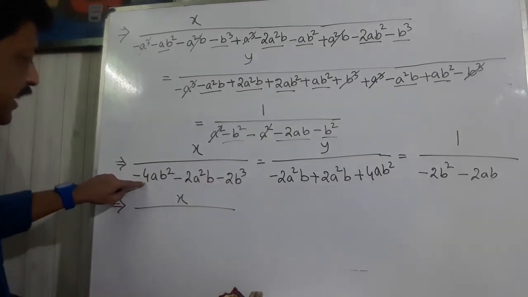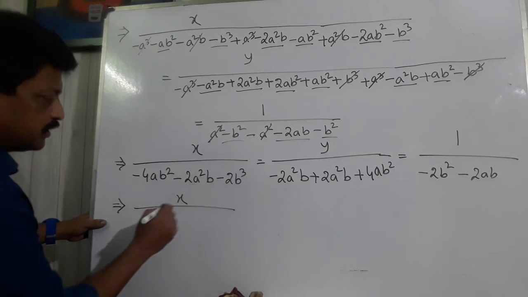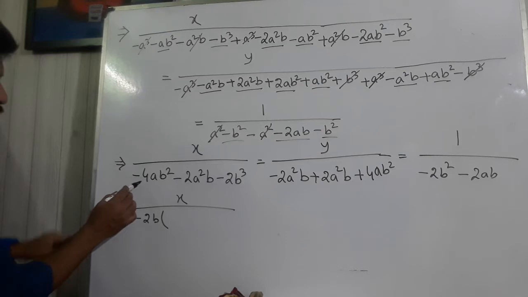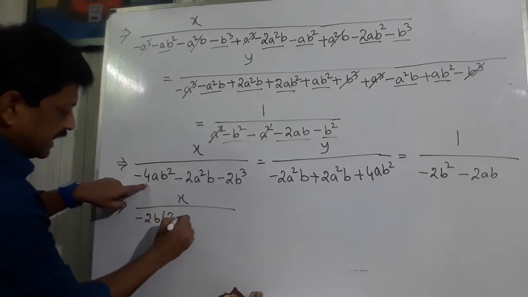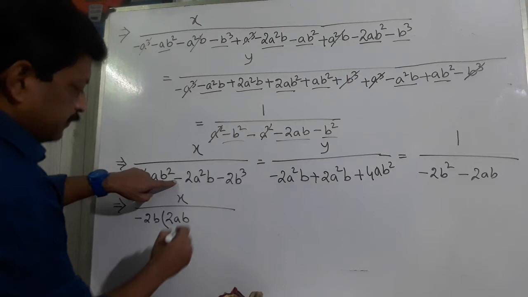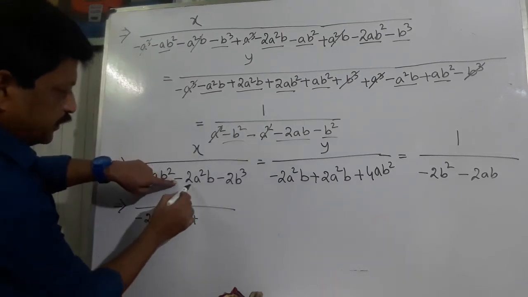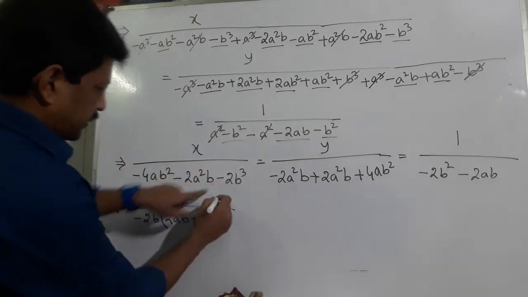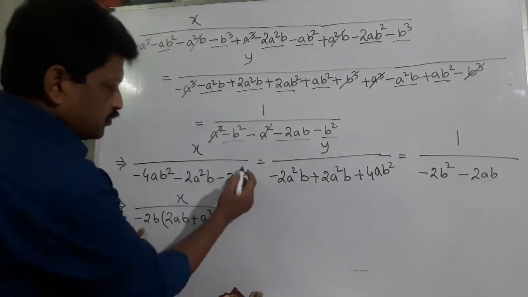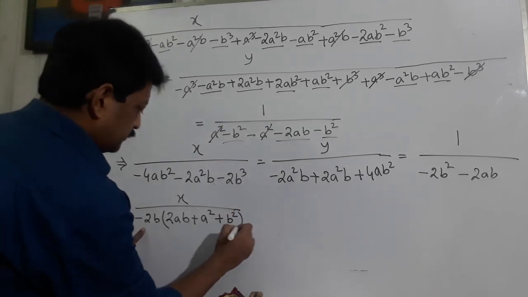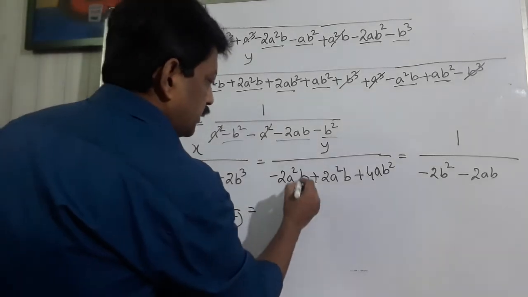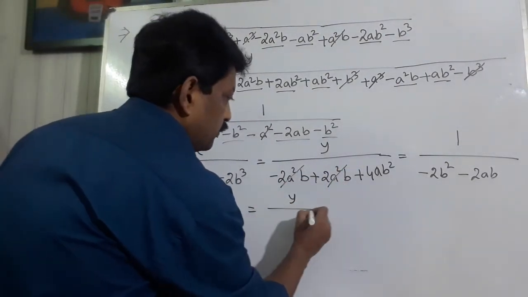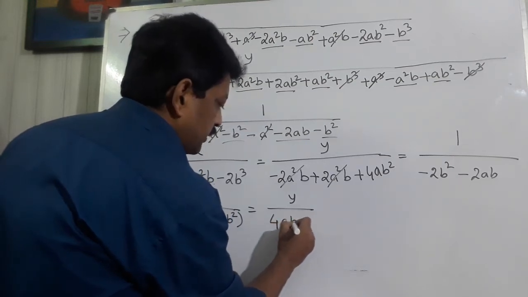So from here we can take minus 2b common. Just see this, minus 2b. So if minus 2b is taken common, this will become 2ab. This minus will become plus, 2b is taken common, so it will be a square only, and this also becomes plus, minus and I have taken common out, 2b is taken common, so b square, equals to this 2a square b and plus 2a square b will be cancelled, so y by 4ab square.